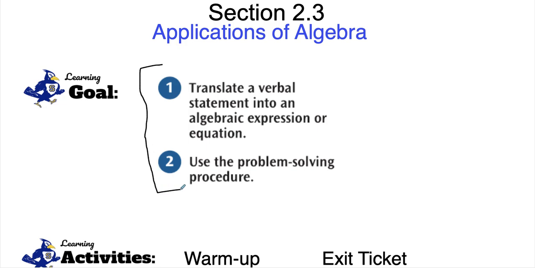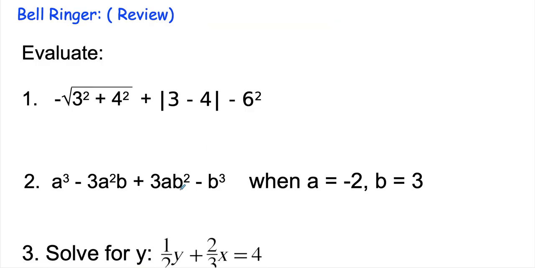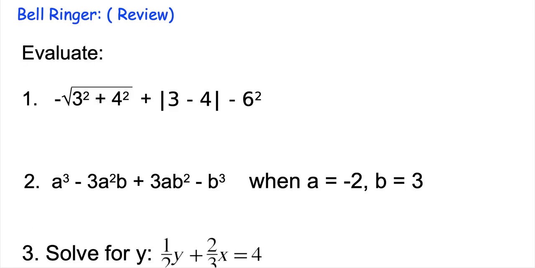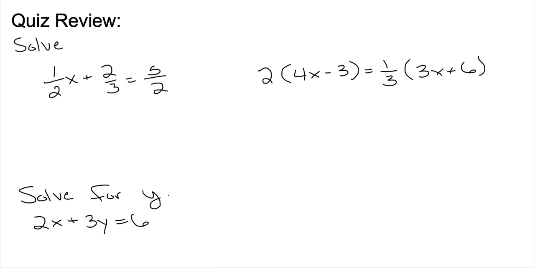But before we get there, we have a bell ringer and we have a little quiz today. So we're going to do bell ringer and quiz review. So I want you to work through your bell ringer on your sheet. And then I'll leave this slide up, and you want to work through these on your whiteboard because these are not on your sheet, okay? So pause the video, and then we'll go back to the other slide and work through the bell ringer and then the quiz review.